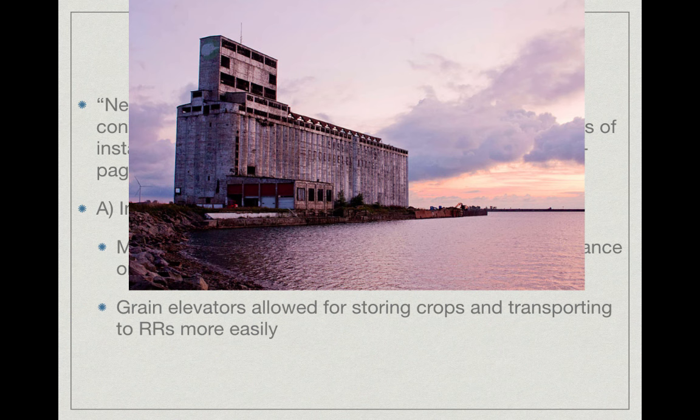Grain elevators were used to store crops and transport them to railroads more easily. And this is a grain elevator from my home city of Buffalo. And you see here, it would be right on the water. So ships could come in, they would store the grain here, and then it would connect with the railroad and ship to other parts of the country.